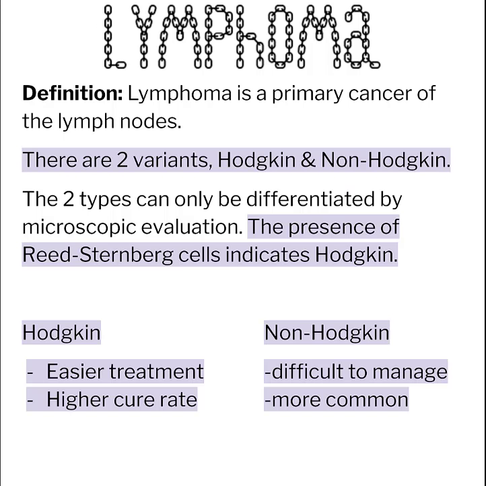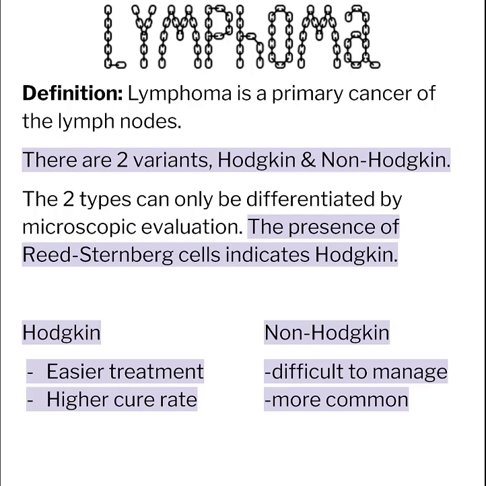Now, lymphoma is a primary cancer of the lymph nodes, and because the spleen is so closely related to the lymph node or the reticular endothelial system, it is not uncommon to see lymphoma present in the spleen. There are two variants of lymphoma: Hodgkin and non-Hodgkin. The two types can only really be differentiated by taking a blood sample and evaluating it under the microscope. It's the presence of the Reed-Sternberg cells that is going to indicate Hodgkin lymphoma.